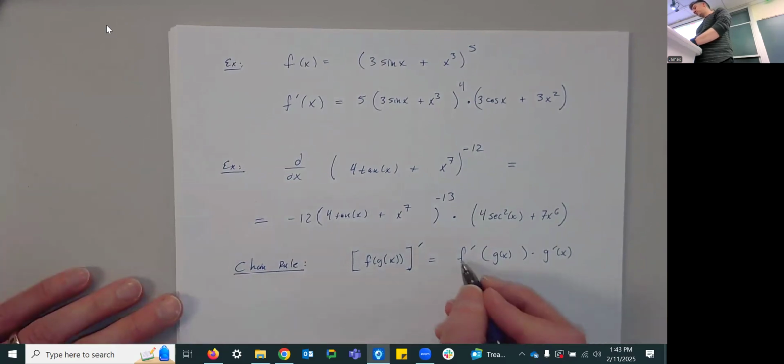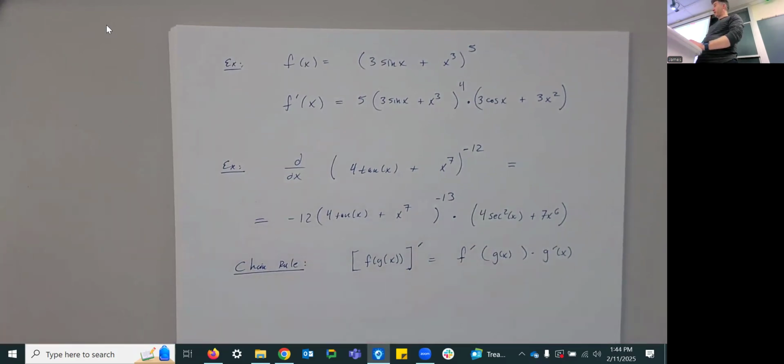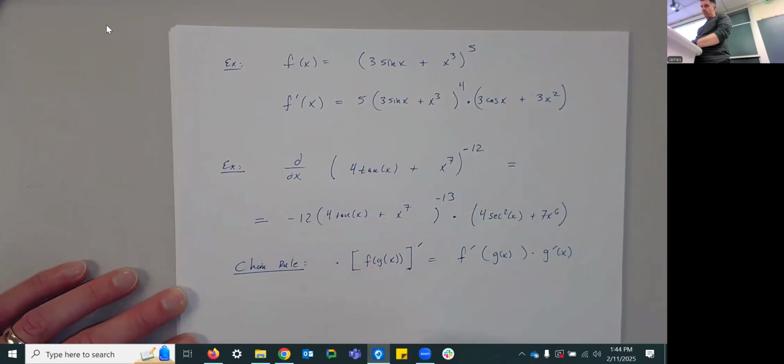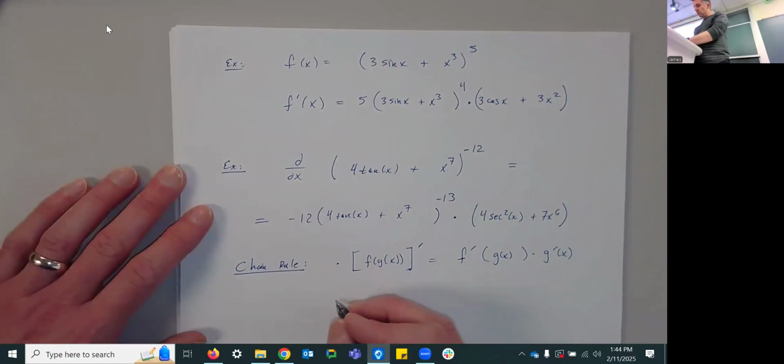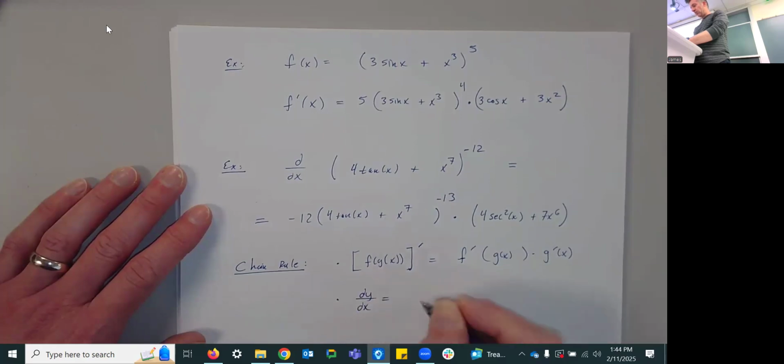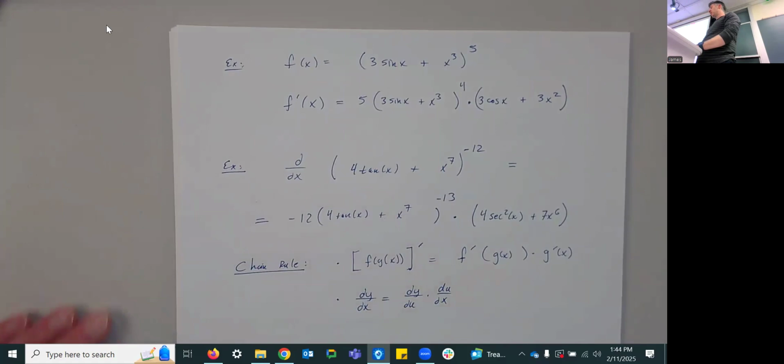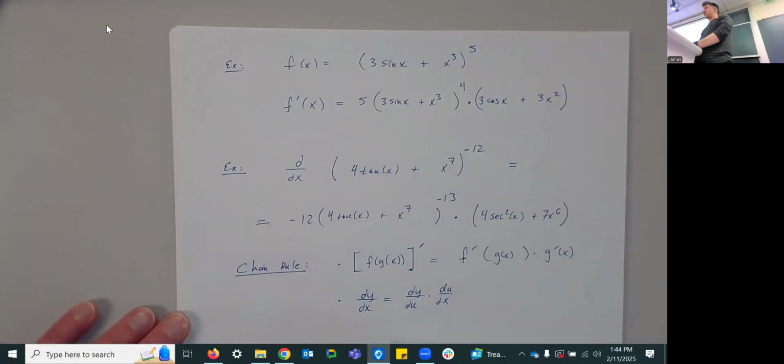And because it's sometimes useful, there's another way of writing this. Sorry, there's a few different ways people like to write this. Another way to write this is to say that dy dx is equal to dy du times du dx. To me, this doesn't feel like the chain rule. But you're like, where is all this from? So let's backfill this just so you can see what we mean here.